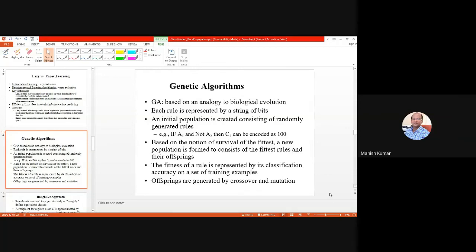Based on the notion of survival of the fittest, you can go for a new population consisting of rules and their offsprings. Offsprings can be generated by crossover and mutation, which are the usual genetic manipulations. So that is it. I'm just leaving it for your self study, because I think you must be doing it in machine learning also.